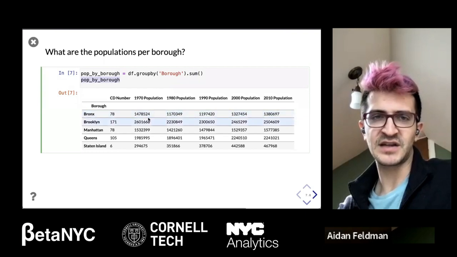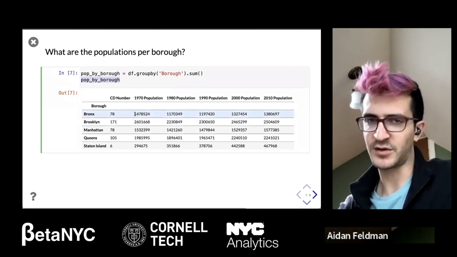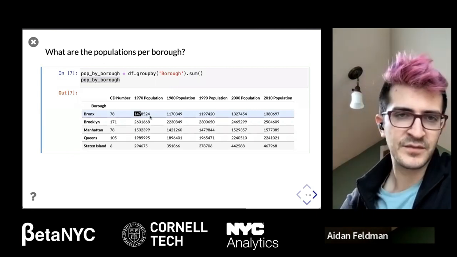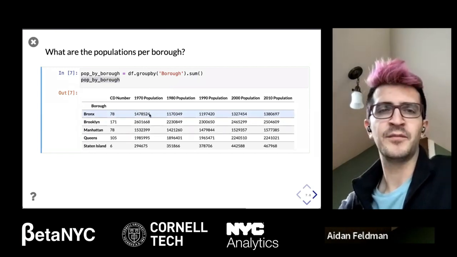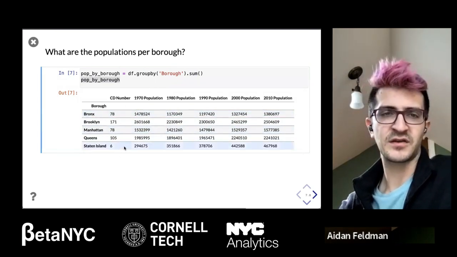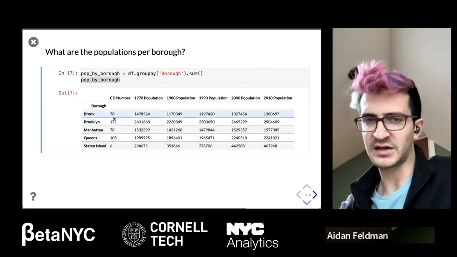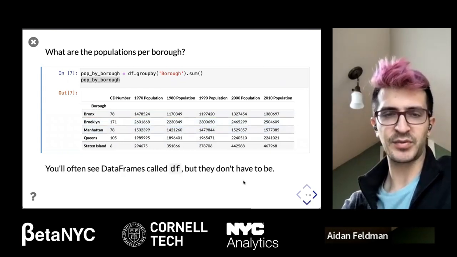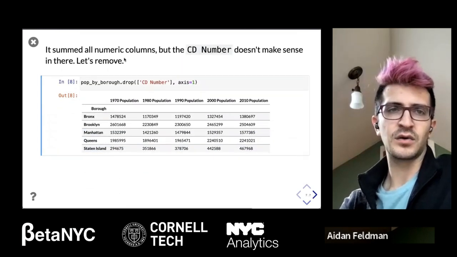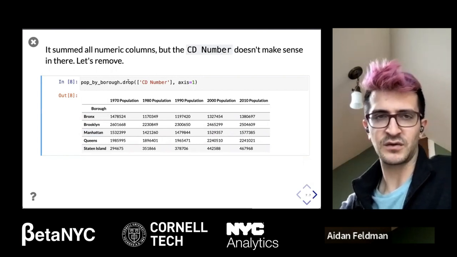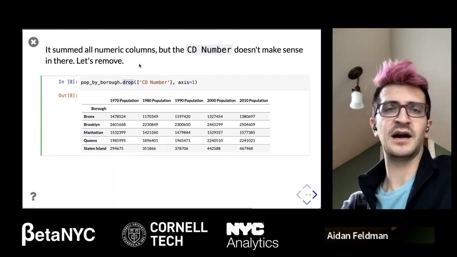In 1970, this means the Bronx across all of its community districts had 1.47 million people. Is that right? Yeah. So this now gives populations by borough by year. We do have this community district column number, and because it was numeric, it did get summed up, but it doesn't really make sense to have the sum of the community district numbers. So maybe we want to clean that up. I have a note here, don't call things df. So it summed all the numeric columns, but CD doesn't really make sense, so we want to get rid of that. We can use drop, which is how you delete columns, or rows for that matter.